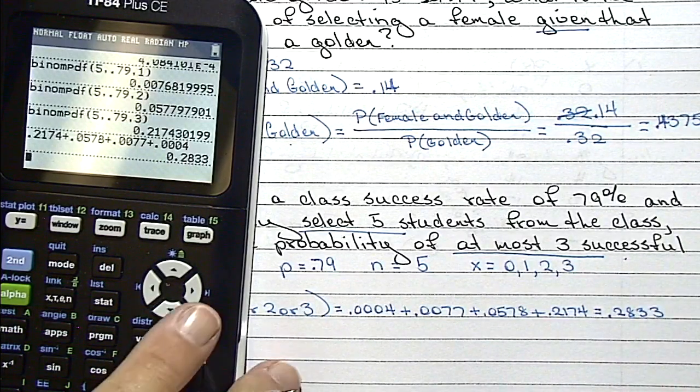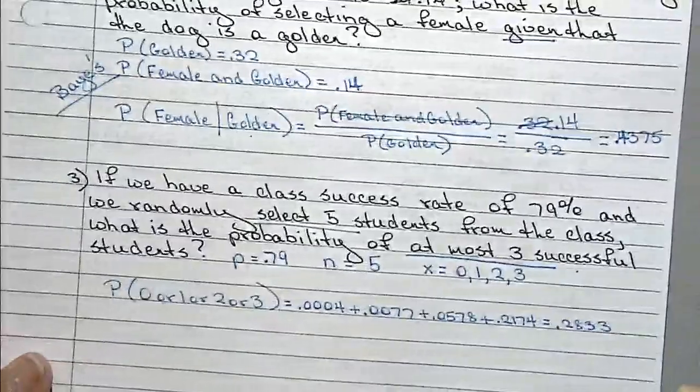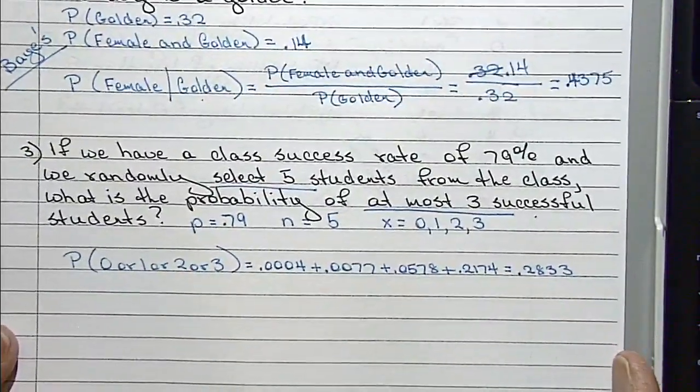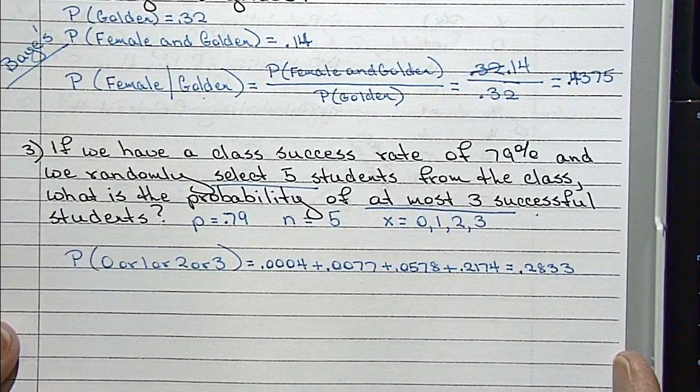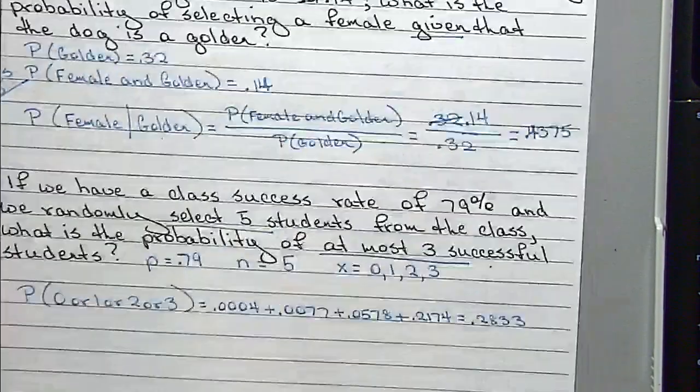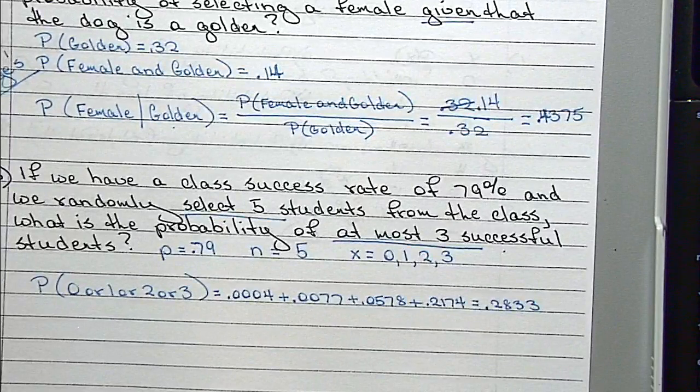So what's the probability that I choose 5 students, if we have a success rate of 79%, I choose 5 students from the class, and that at most 3 of those 5 are successful? Well, there's a 28% chance that at most 3 are successful. Okay? What's the next question they asked? Did I ask another one down there?